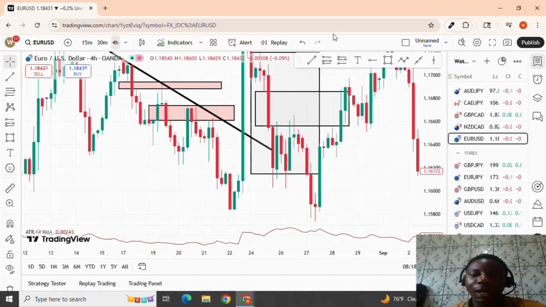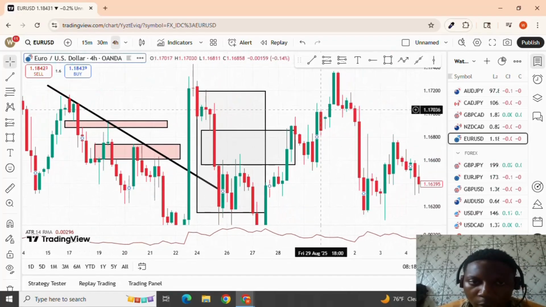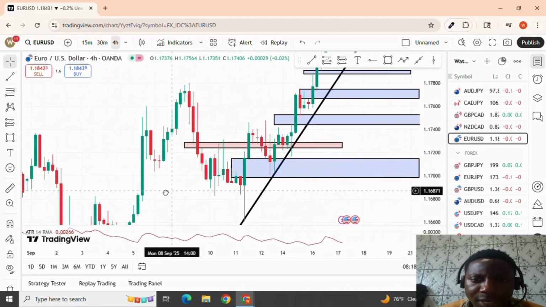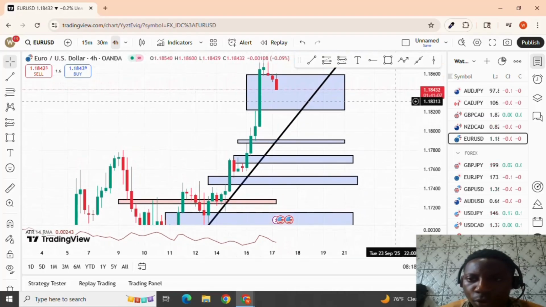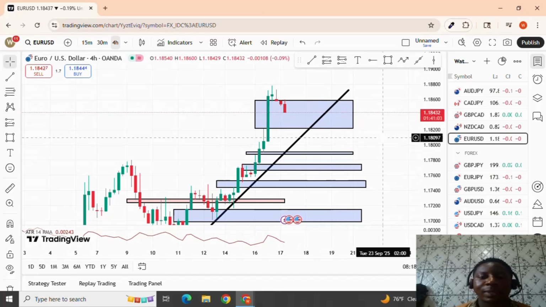So as soon as price reacted from there, it gave us the engulfing candlestick pattern, entry confirmation, you enter, you shoot for the sales. So that's basically it for fair value gaps.